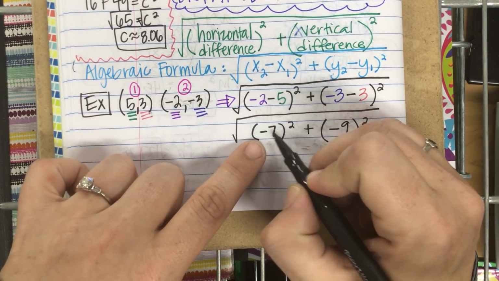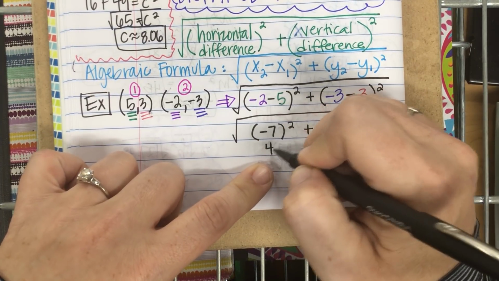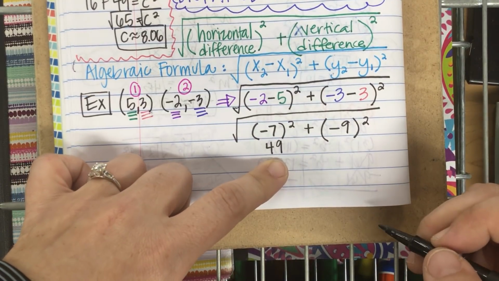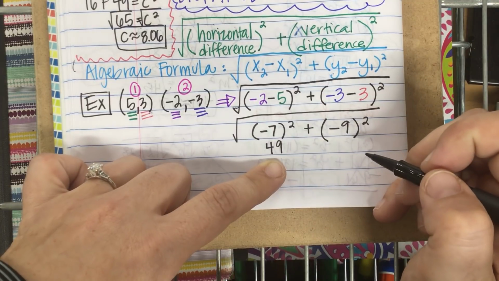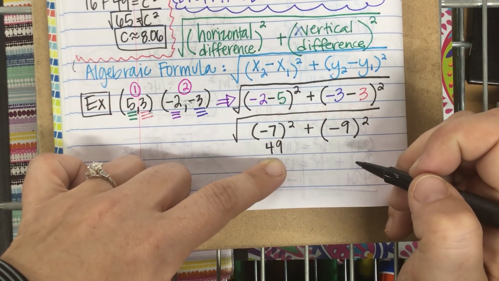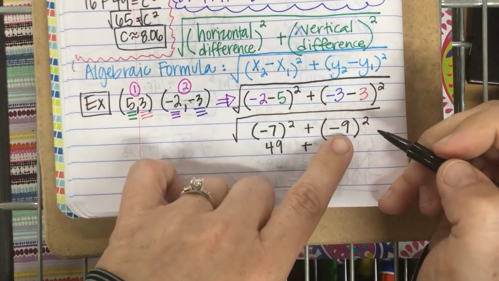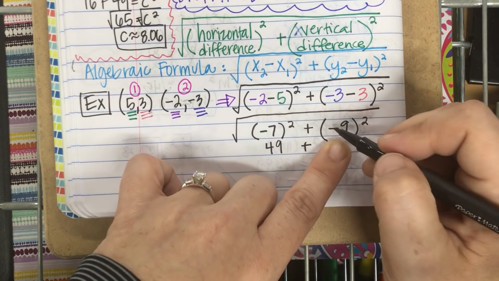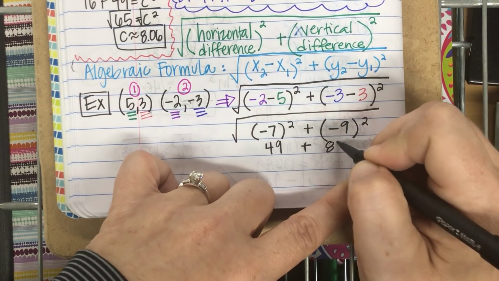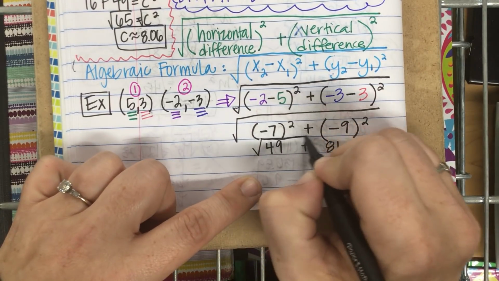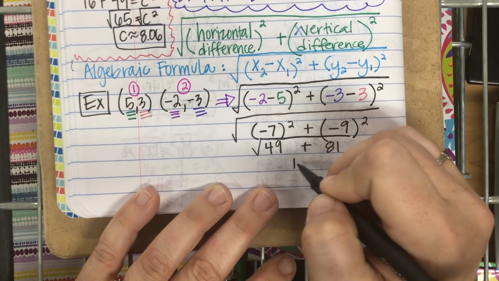Because when I simplify negative 7 squared in parentheses, that means negative 7 times negative 7, which is positive 49. And that's what we want. If you get a negative value underneath a radical, underneath a square root, it's impossible. We can't have negative numbers and take a square root of it. Plus negative 9 squared means negative 9 times negative 9, which is positive 81. So 49 plus 81 is 130.